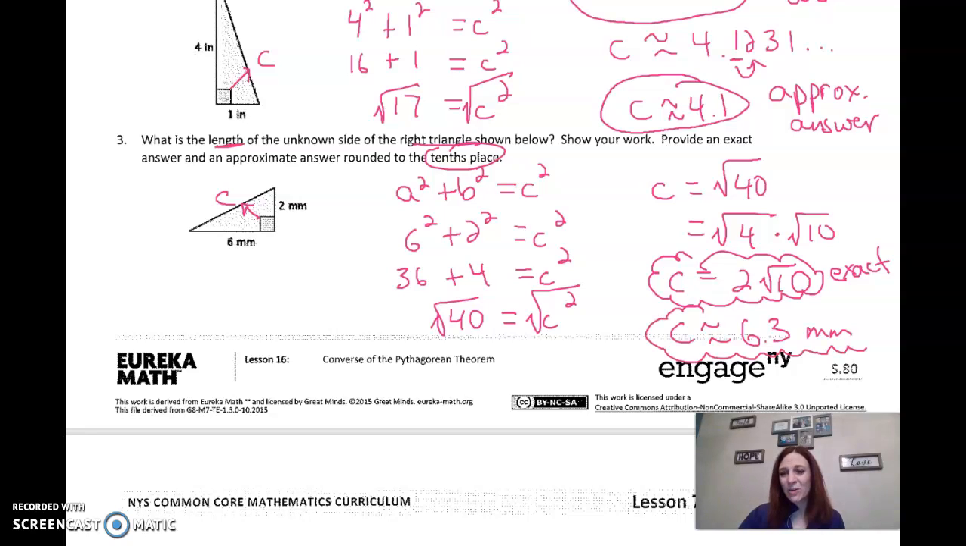Okay, so the new part today is that we're going to be answering if things are right triangles or not, and we're also going to be finding exact answers. So we're going to have to pull out perfect square factors.